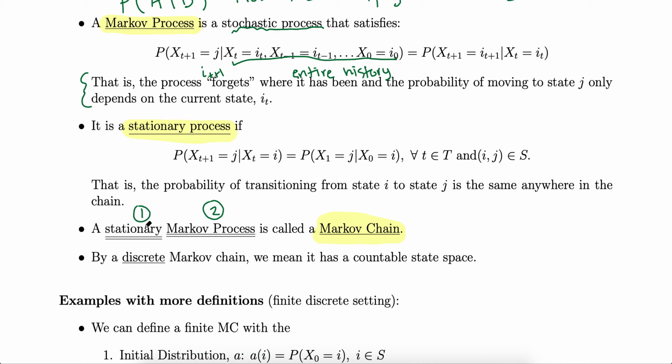Constant probability of transitioning from one state to the next, and the process doesn't depend on your entire history, just your current position. All right, one more bit of vocabulary, and then we'll start looking at examples. The last bit: when we say something is a discrete Markov chain, we mean the state space is countable. So maybe I have time steps 1, 2, 3, 4 out to infinity.